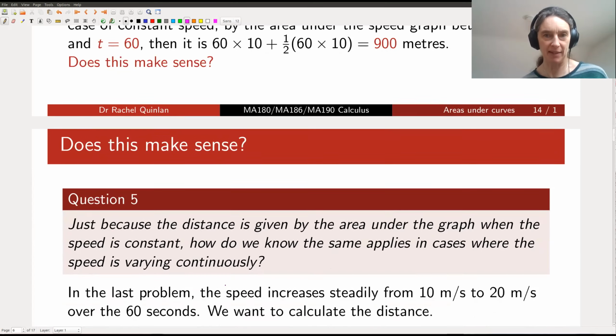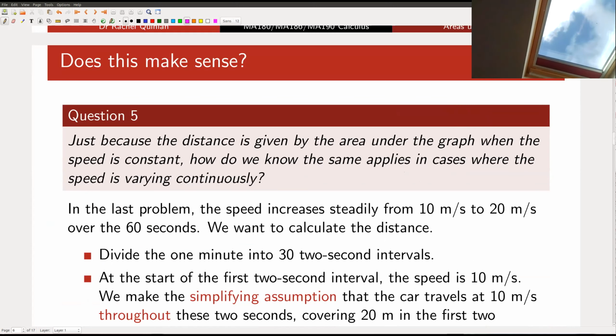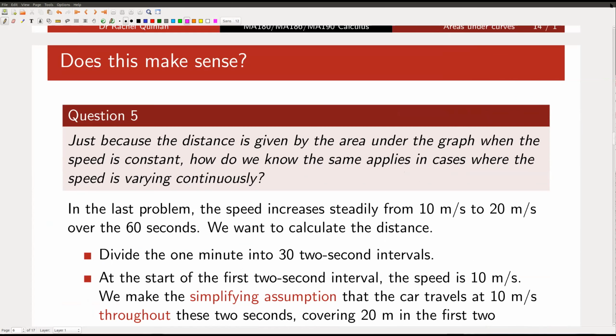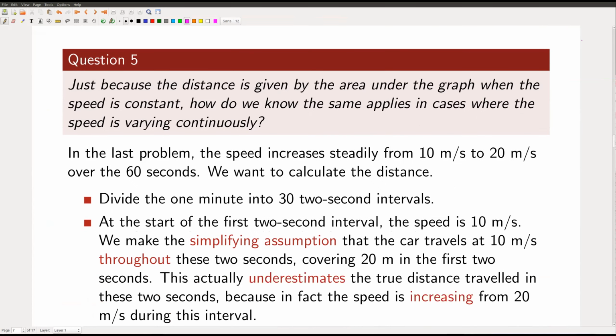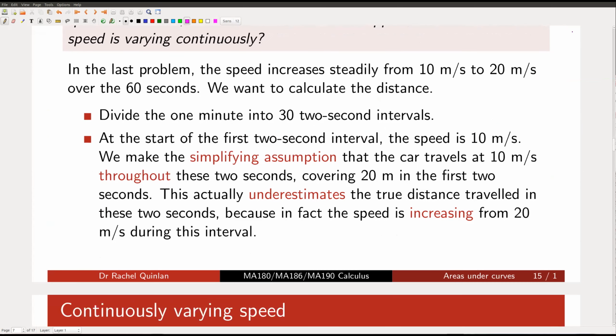Okay, does this make sense that we should consider this to be the area under the graph? Well, let's think about it. The question is, just because the distance is given by the area under the graph when the speed is constant, why should we believe that that should also be the case where the speed is varying continuously? So in the last problem, the speed increases steadily from 10 to 20 meters per second over the 60 seconds. We want to calculate the distance.